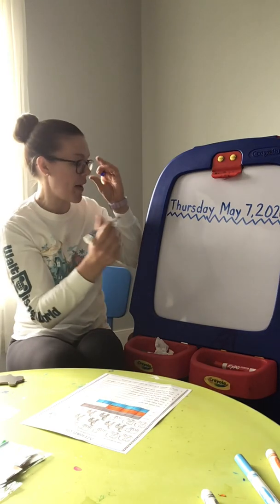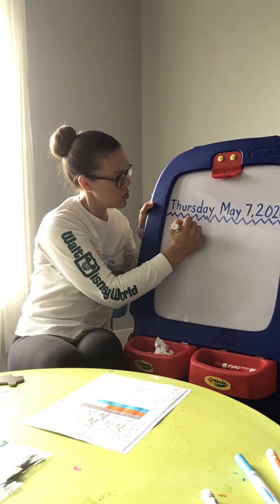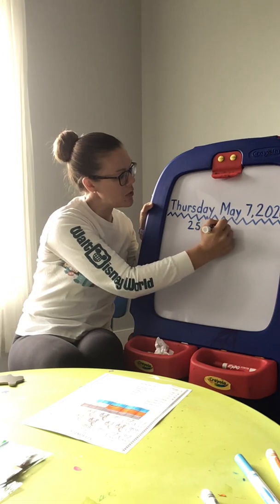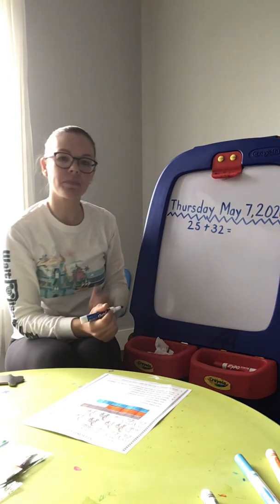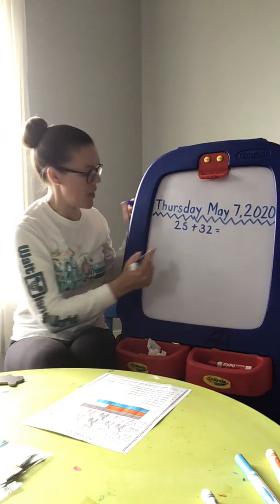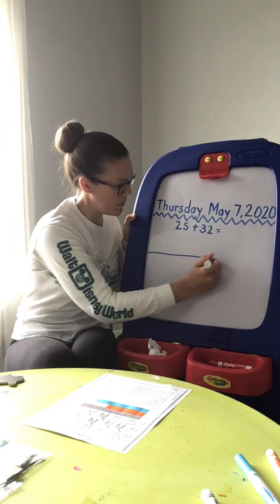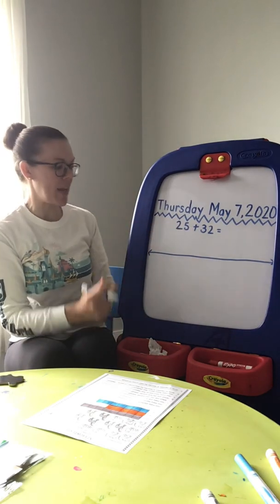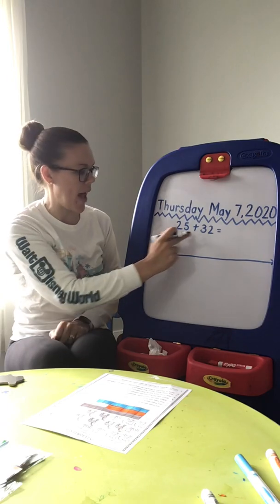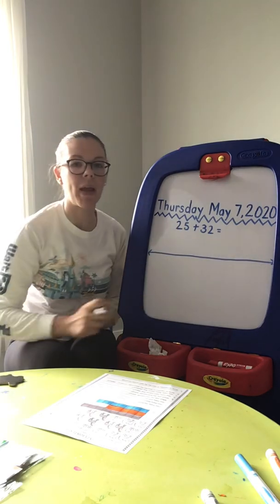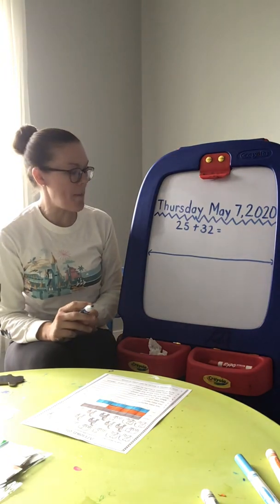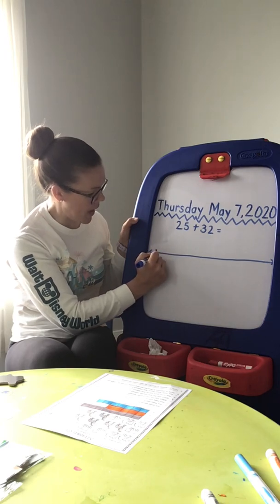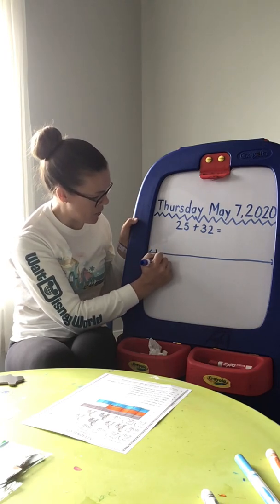So, for example, if I have 25 plus 32 equals, this is how that's going to look. All right, so I'm going to draw my number line. And because I'm adding, I'm going to start at the left, okay? When I add, I start at the left. When I subtract, I start at the right. So I'm going to start with my biggest number still, which is 32. Draw my line and start at 32.